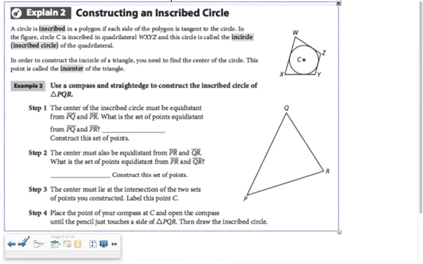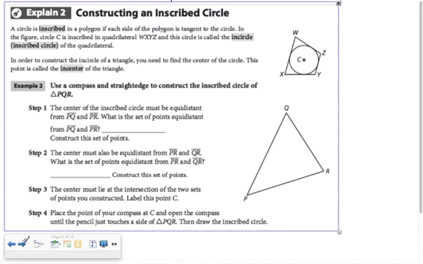And circle C is inscribed in quadrilateral WXYZ, and we say that the circle is the incircle of that quadrilateral. Well, in this lesson, we're talking about the incircle for triangles, and the center of the incircle is the incenter. And they're saying in example 2 to use a compass and straight edge to construct the inscribed circle.